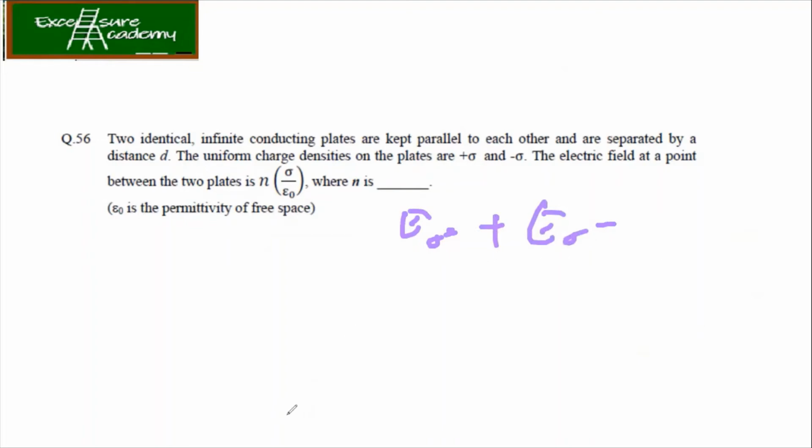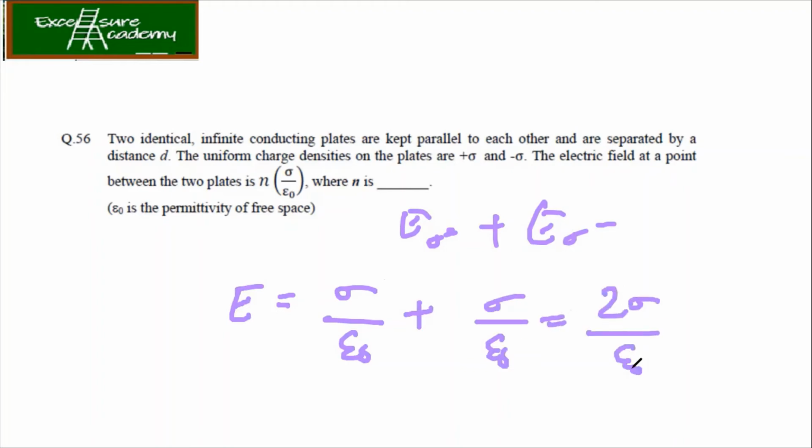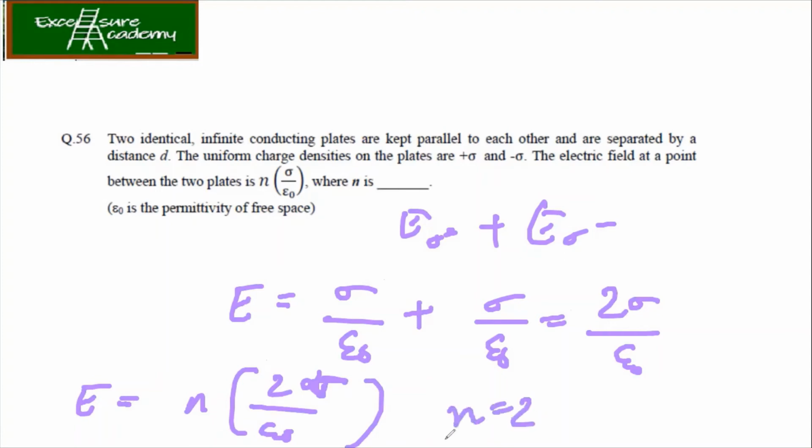When the electric fields of the two plates are added, we get E is equal to sigma by epsilon 0 plus sigma by epsilon 0, that's nothing but 2 sigma by epsilon 0. Now we also know that according to the formula, E is equal to n sigma by epsilon 0. From here you can say that the value of n is equal to 2. So here the value of n is equal to 2.